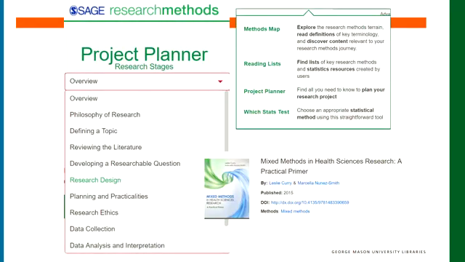SAGE also gives you access to a project planner so that you can plan the different pieces and steps in your research according to this outline. The Which Stats test will allow you to answer a few questions about the study that you're designing, and it will suggest appropriate statistical methods used to analyze your data.